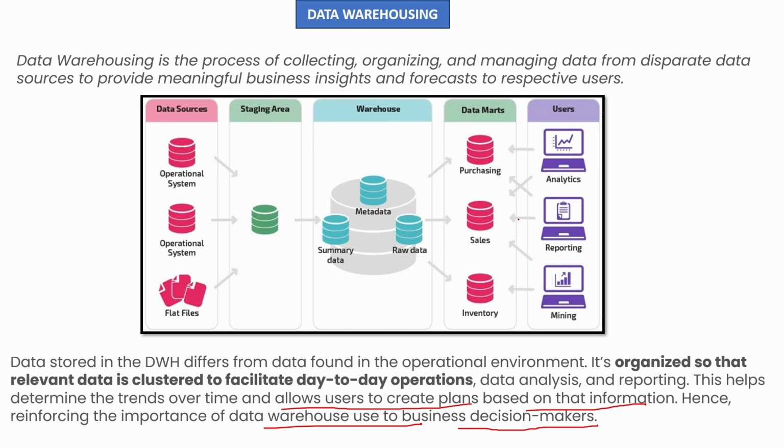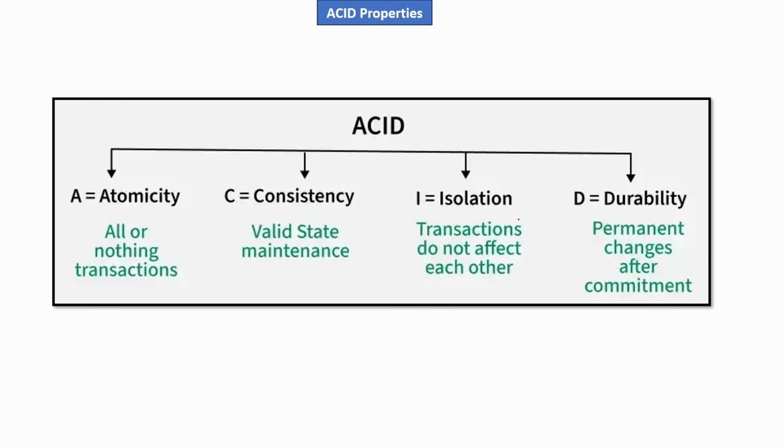This is what data warehousing is. It's nothing, it's just a complete process to manage and organize data. That is known as data warehousing. That's all. Okay. Now let's discuss another very interesting and relevant topic, which is known as ACID properties.